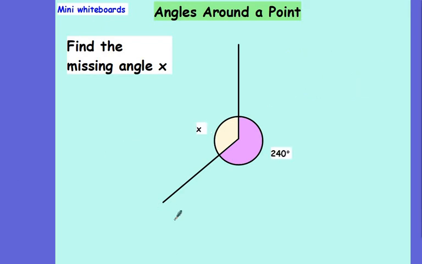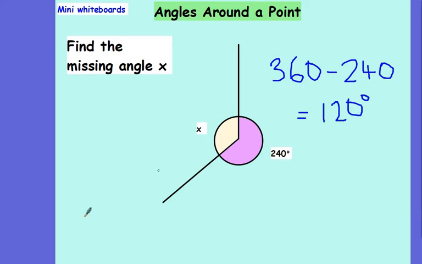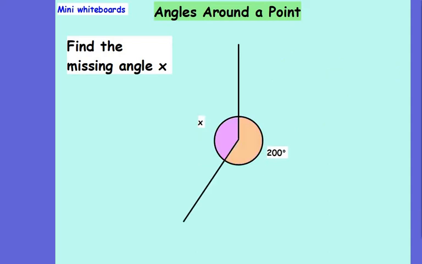Okay, year 7, how about now? What's the missing angle x? This time we need to do 360, take away 240, which gives me what, Lily? 120 degrees, lovely. How about now? This time we need to do 360, take away 200, which gives me 160 degrees.